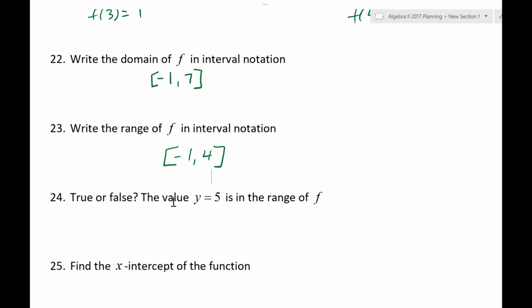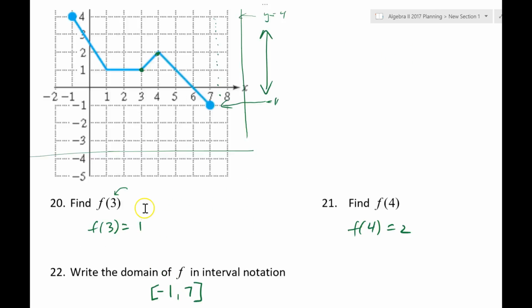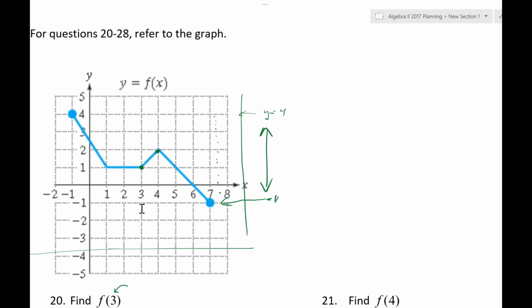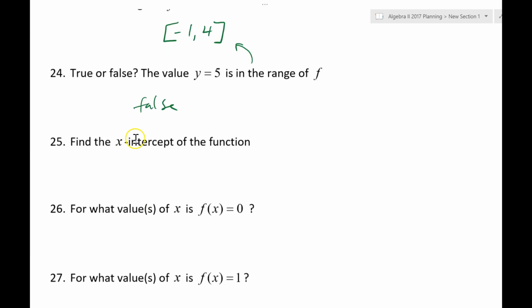24, true or false, the value of y is in the range of f. Y equals 5. Well, first we can just take a look right up here at the last question. We see that the range is from -1 to 4. 5 is clearly outside that range, so we're going to say false. But if we want to take a look up on the graph too, we can see that in order for 5 to be in the range, we have to look along this line here, y equals 5, and we see that there are no outputs that ever hit that line. And so that's another way of seeing that the answer to that is false.